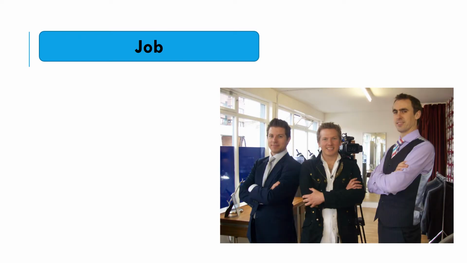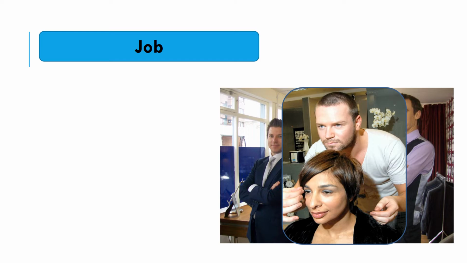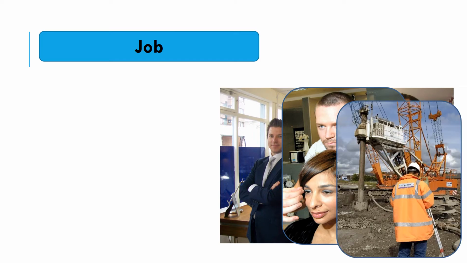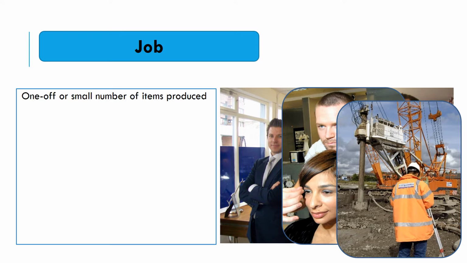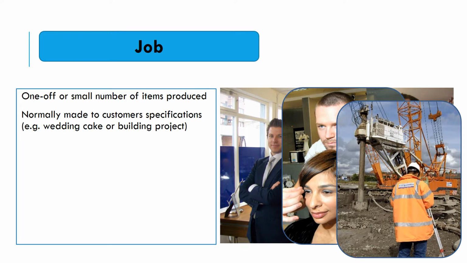Getting a suit made by a tailor, or having a haircut done, or the construction of a football stadium would all be examples of job production. What do the approaches here have in common? Well, they're all one-off or a small number of items being produced. A tailored suit is a one-off, a haircut is a one-off, a football stadium is a one-off item that's being produced. They're normally made to customers' specifications.